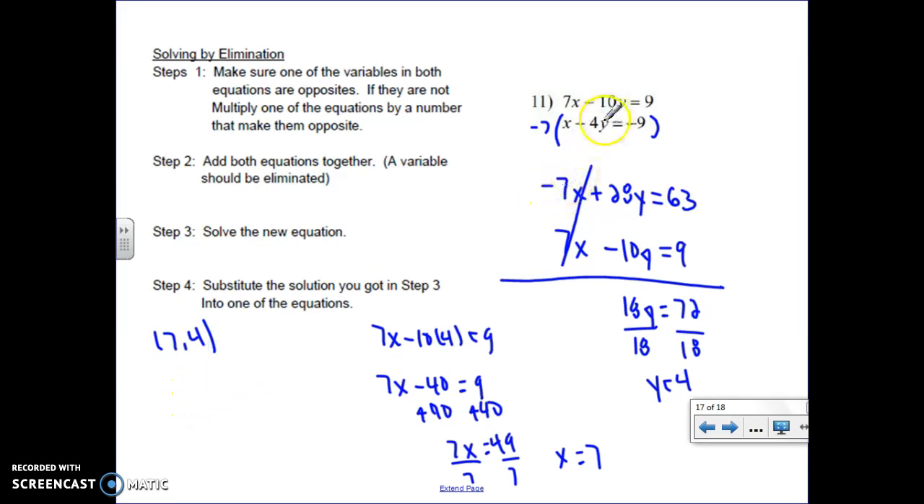So if I just plug it into that bottom equation, I get 7 minus 4 times 4 equals negative 9. So I get 7 minus 16 equals negative 9. So it looks like I get negative 9 equals negative 9. What I'm going to ask you guys to do is try 12 and 13, and we will talk about those tomorrow.